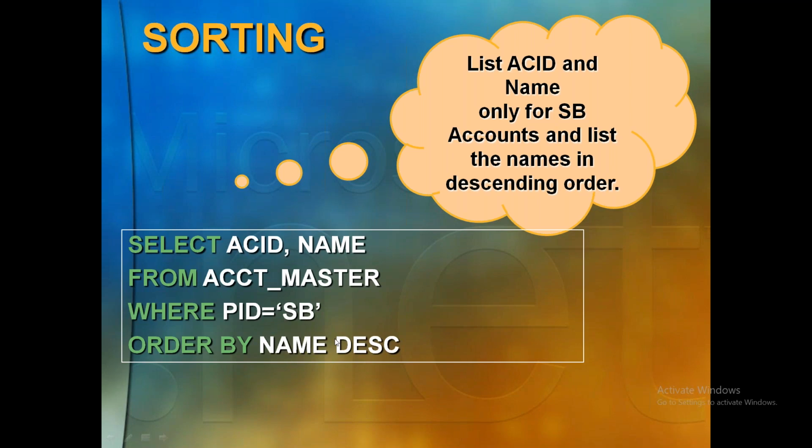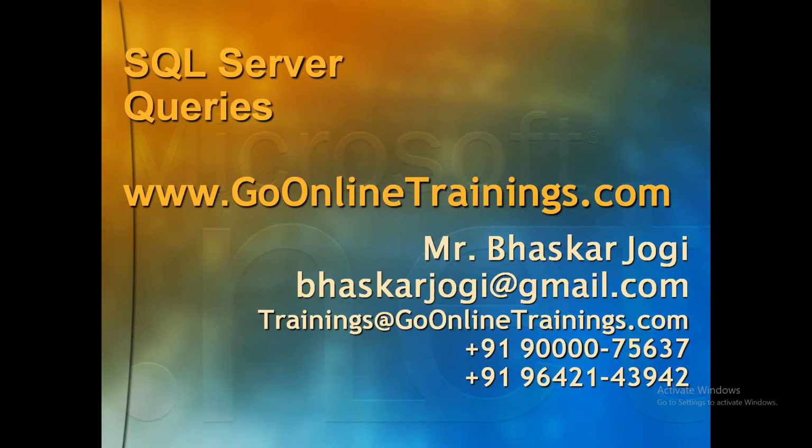If you don't mention anything, the order is ascending by default, and if you want to specify descending or ascending, you can mention it. So this is how the ORDER BY clause is going to work. Am I clear? Let me tell you some more things.